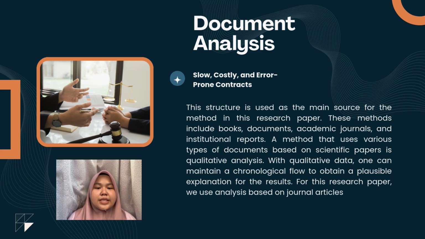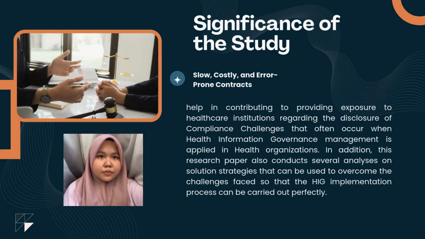Next, document analysis. This is used as the main source for the method in this research paper. These sources include books, documents, academic journals, and institutional reports. A method that uses various types of documents based on scientific papers is qualitative analysis. With qualitative data, one can maintain chronological flow to obtain a plausible explanation for the results. For this research paper, we use analysis based on journal articles.